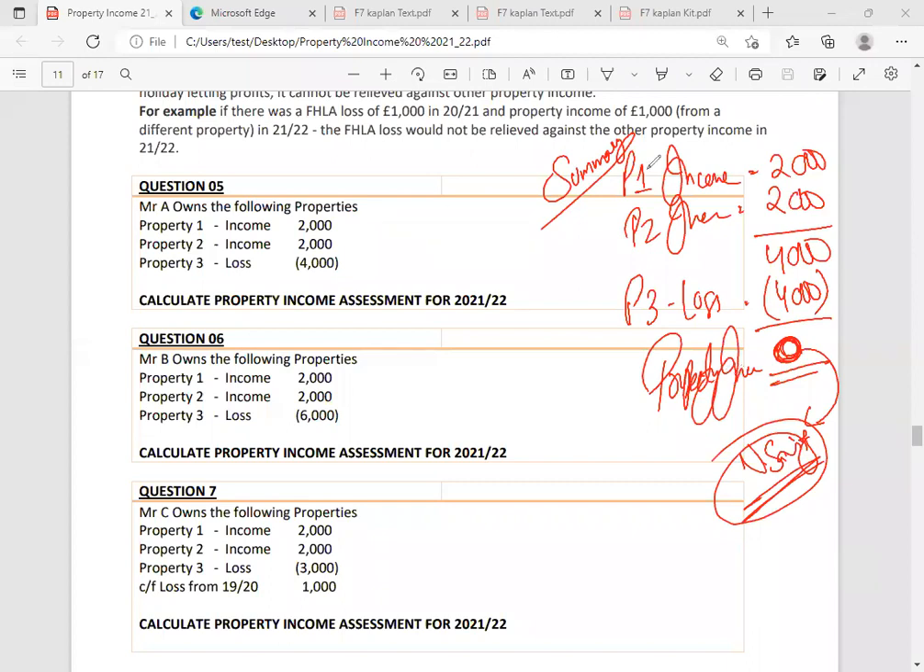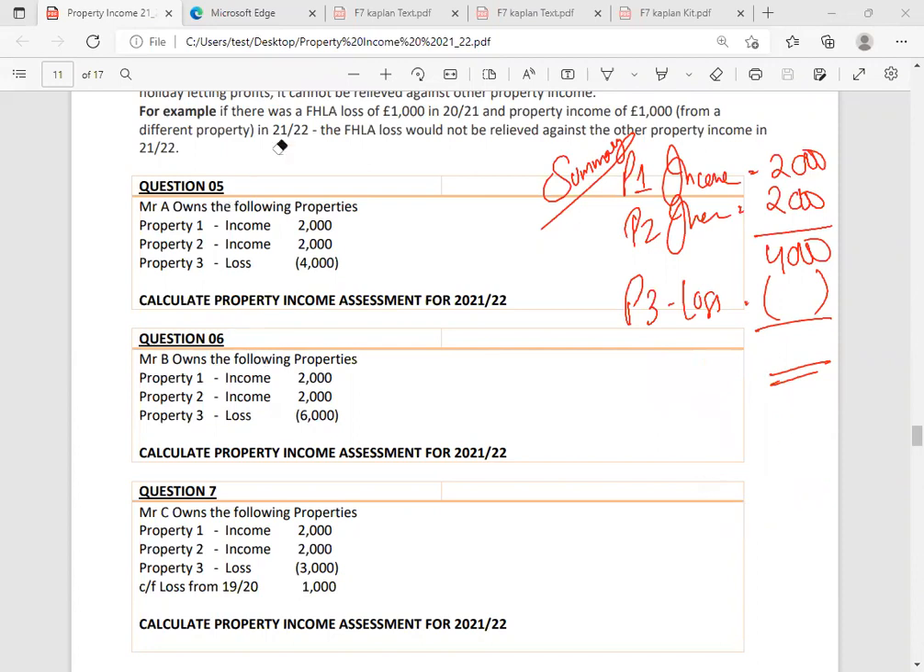Now the next question, question number 6. I made a small change. Can you check this out, please? Loss is more than the income. Yes, loss is more than the income. So what should I do? This will be like that. So overall, I will get a loss, which is a property loss.